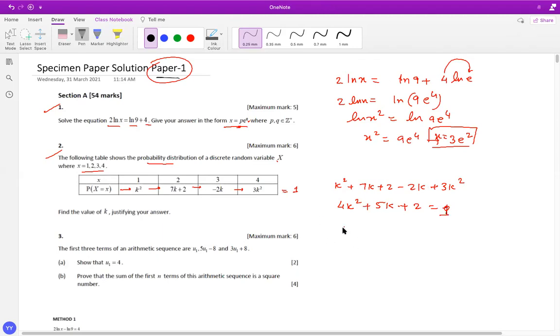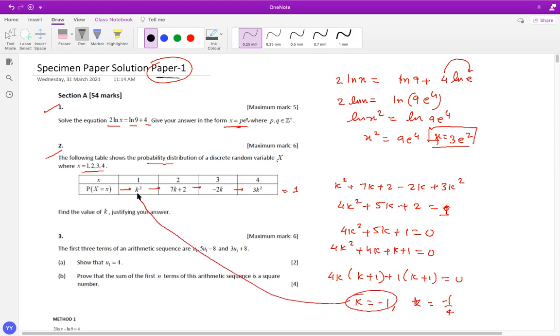Now when you solve this, you get 4k squared plus 5k plus 1 equals 0. If you factor this out, it's 4k squared plus 4k plus k plus 1 equals 0. Taking 4k times k plus 1, plus 1 times k plus 1, you solve for this and get k is negative 1 and k is negative 1/4. If I take k as negative 1, you can clearly see that one of my probabilities becomes negative, so that is ruled out, and you take negative 1/4. If you plug in negative 1/4, you can check the values are meaningful. So the k value here is negative 1/4.